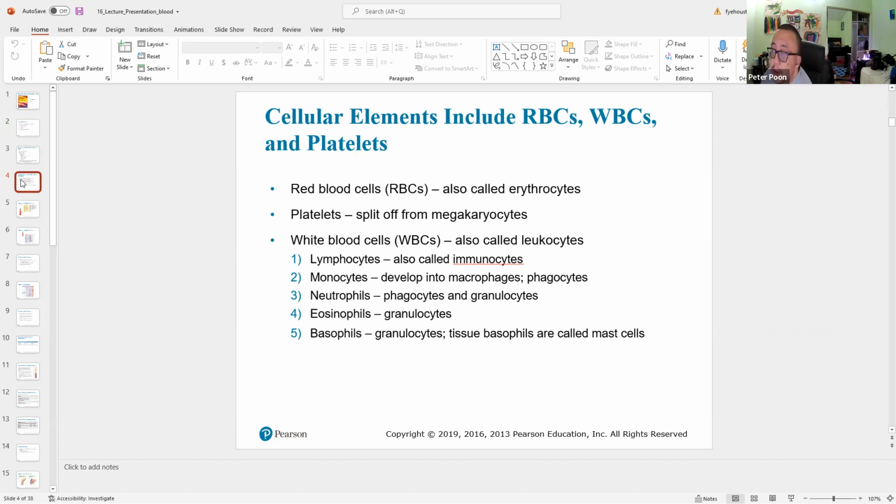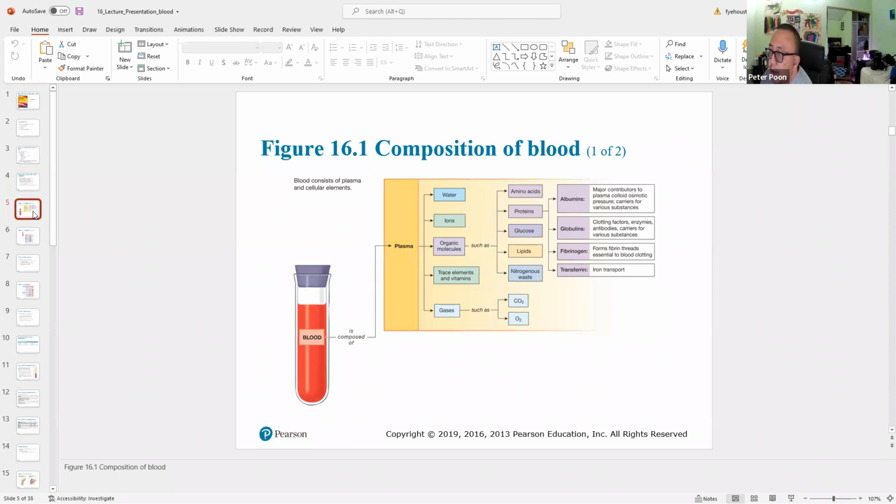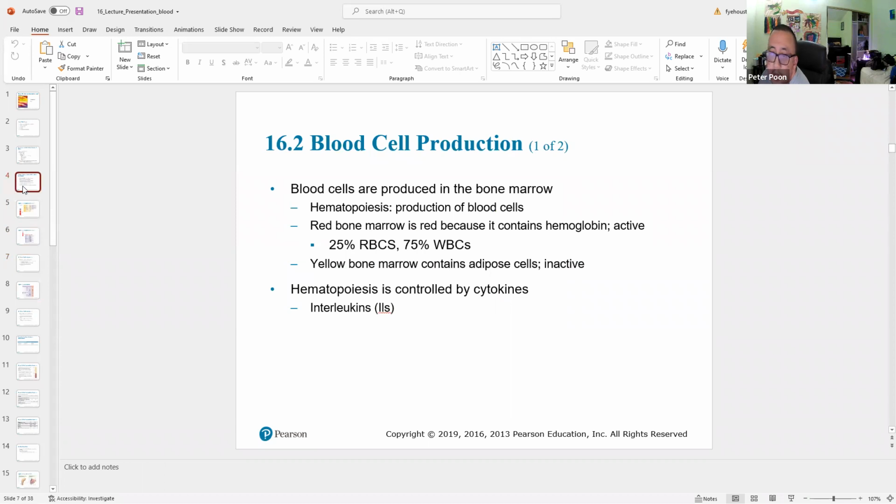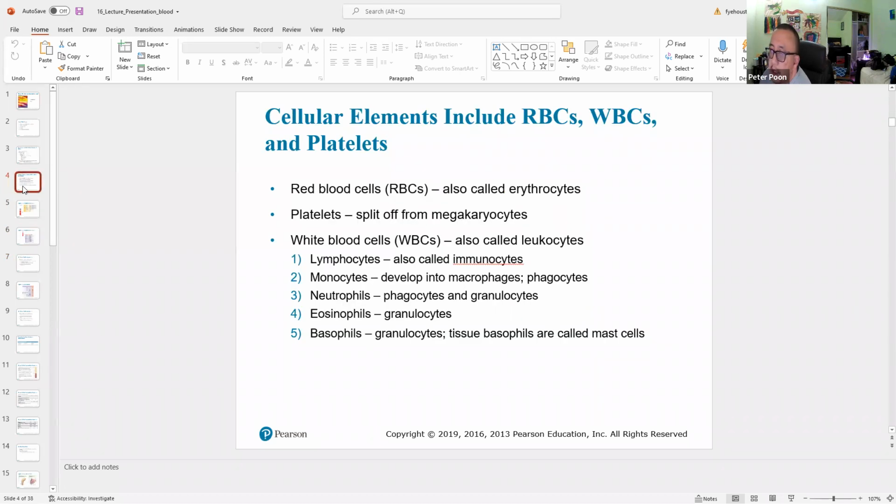The red blood cells, etc. The types of white blood cells. Remember that the mnemonic for this actually is never let monkeys eat bananas, and so not only does it tell you the types of white blood cells, it actually is in order of most to least. Okay. What else is there?